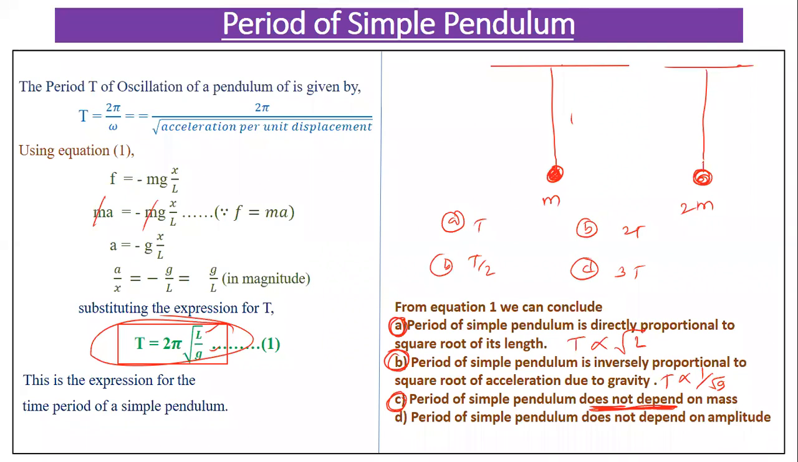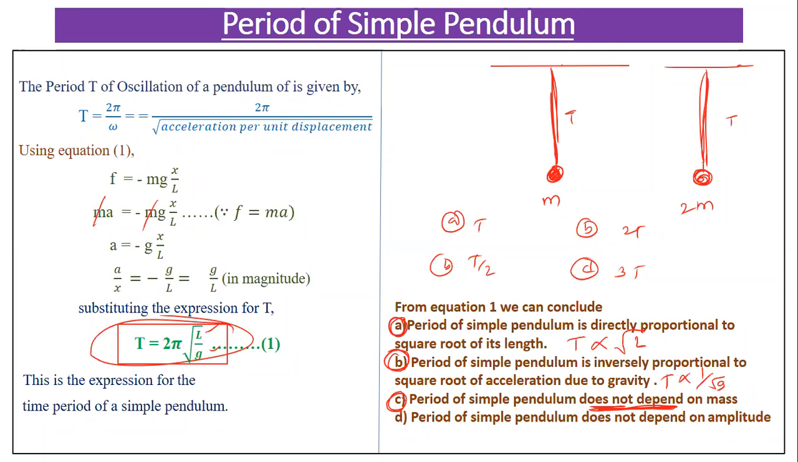Listen, if the period at position 1 is T, the period in the second position is also T, because period does not depend on the mass of the bob. So here also the same period. So this is the conclusion. Period depends on the length, and I consider the length of the string in both cases to be the same. So period does not depend on the mass of the bob, that you remember.